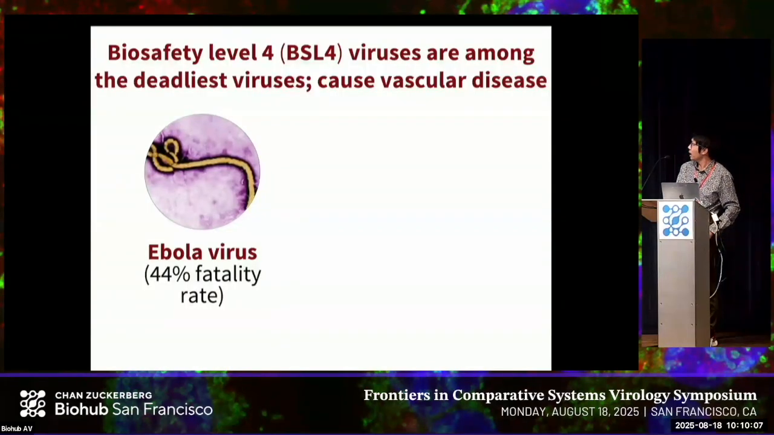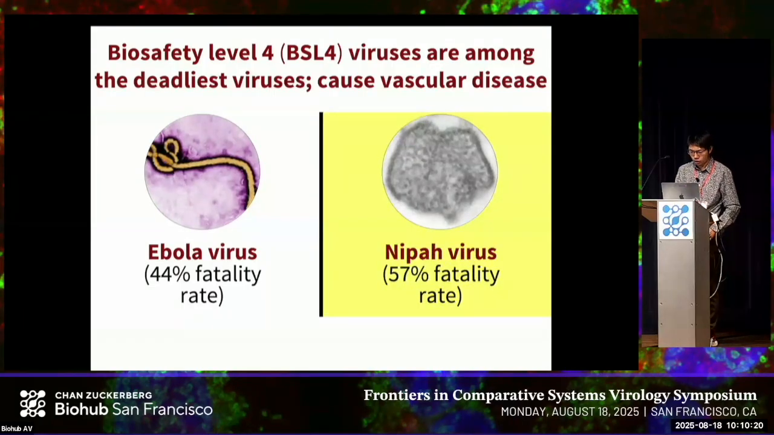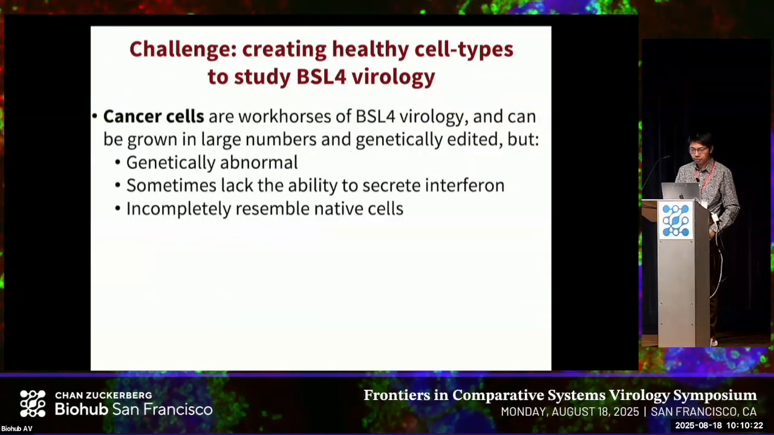So all of you know that BSL-4 viruses are among the deadliest viruses on Earth. And one common feature is that they tend to cause vascular disease. So today, I'll focus on two viruses, Ebola virus, which needs no introduction, and Nipah virus, which has a 57% fatality rate.